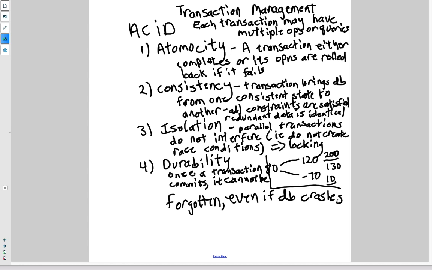For inventory management, they are critical. If you have one inventory item left, you don't want to have a race condition with 2 people grabbing the same inventory. So these 4 conditions are absolutely critical for many types of applications, but not for social media.